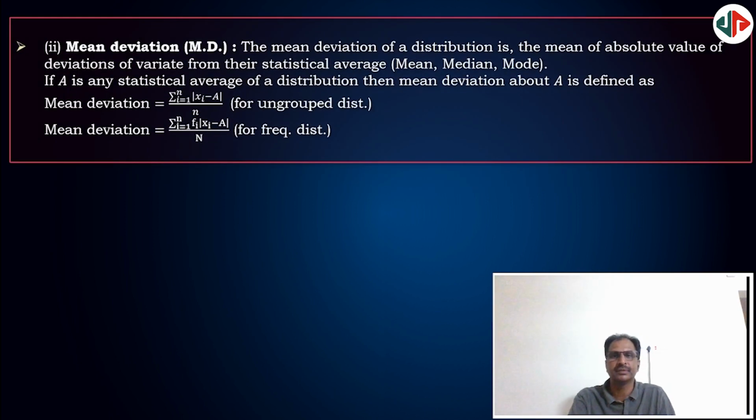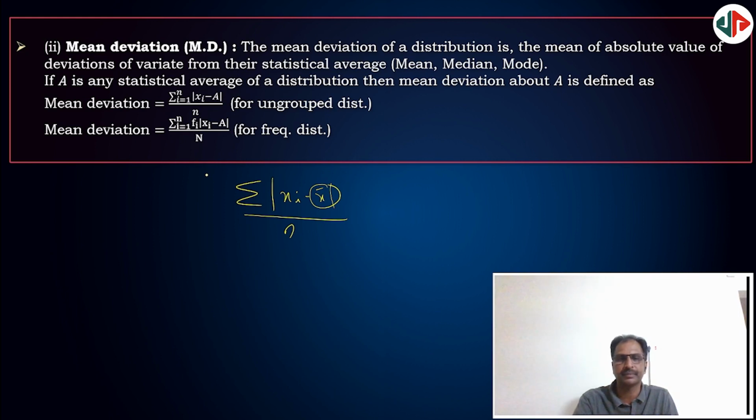Next, mean deviation. Mean deviation of a distribution is nothing but the mean of the absolute values of deviations of a variable from either their mean, median or mode. Absolute means modulus. So what is mean deviation about the mean? Sigma modulus of xi minus x bar by n. Mean deviation about median means replace x bar with median. Mean deviation about mode means replace x bar with mode. And whenever frequencies are given, sigma fi into mod of xi minus a by capital N.